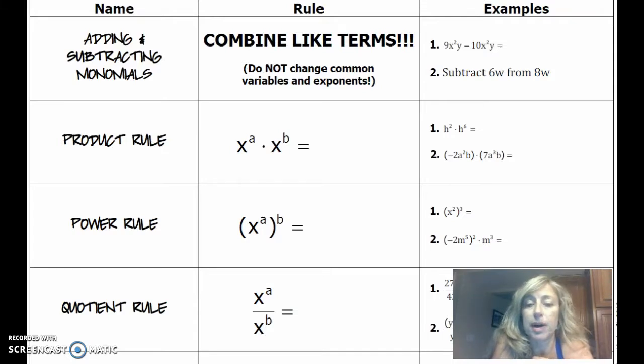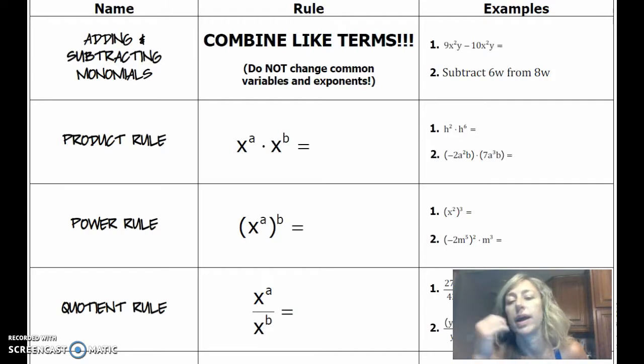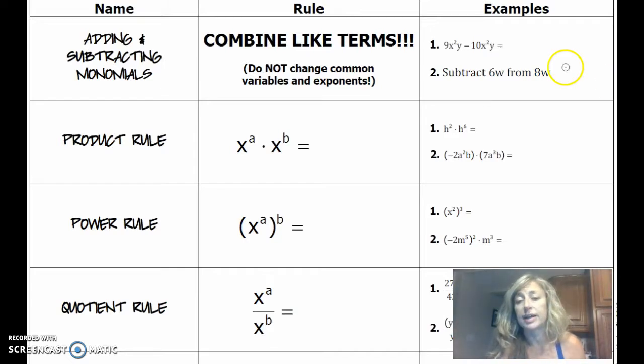Adding and subtracting monomials means if they are like terms, if they have the same base and the same exponent, you just combine them. So for example, number 1 says 9x squared y minus 10x squared y. If you notice, they're like terms. They have x squared y, x squared y. So all I do is subtract. So 9 minus 10 is negative 1.